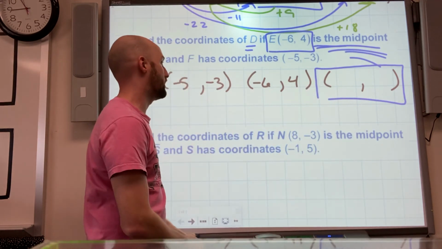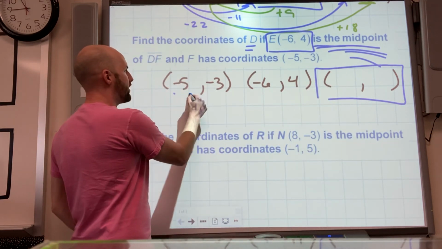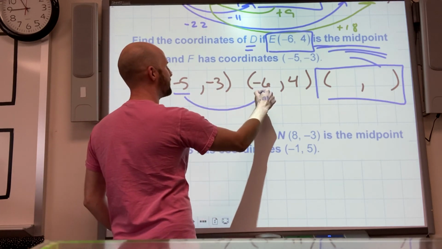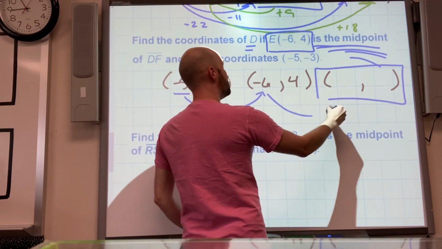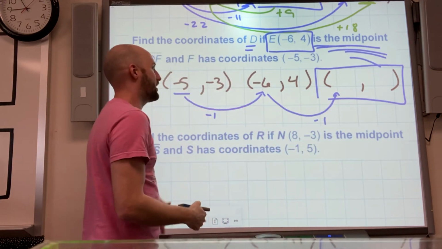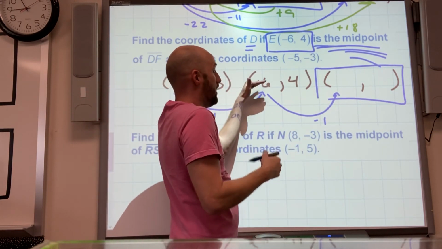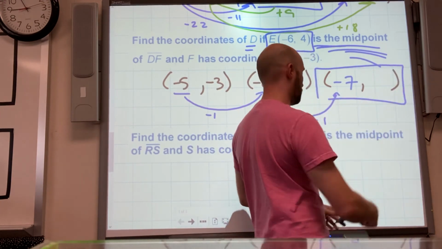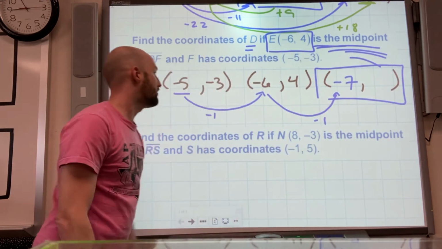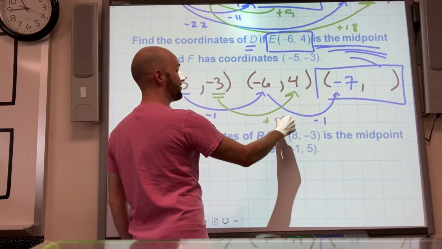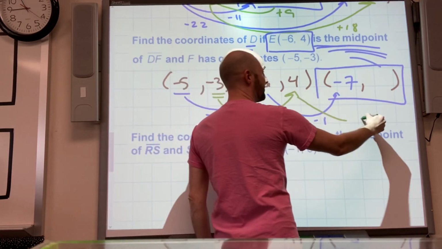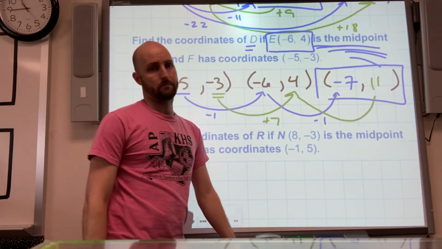I know the midpoint. So this time, we're going to say from negative 5 to negative 6, to get halfway there, I did minus 1. Well, I need to do that minus 1 again, right? So if I went minus 1 to get halfway there, minus 1 one more time to get the rest of the way there. Same thing with the y value. From a negative 3 all the way to a 4, I added 7. So I need to add 7 more and get to 11. Okay?